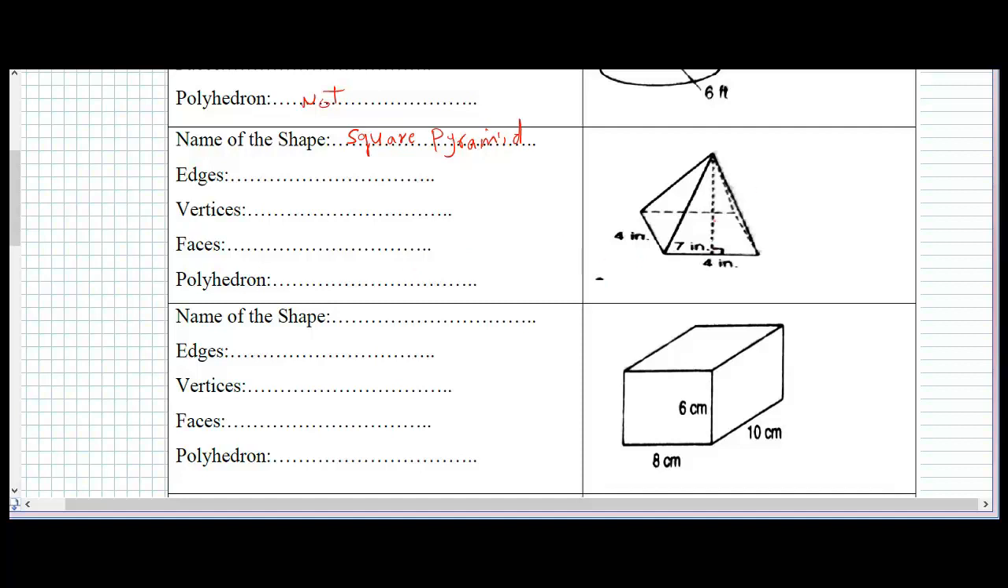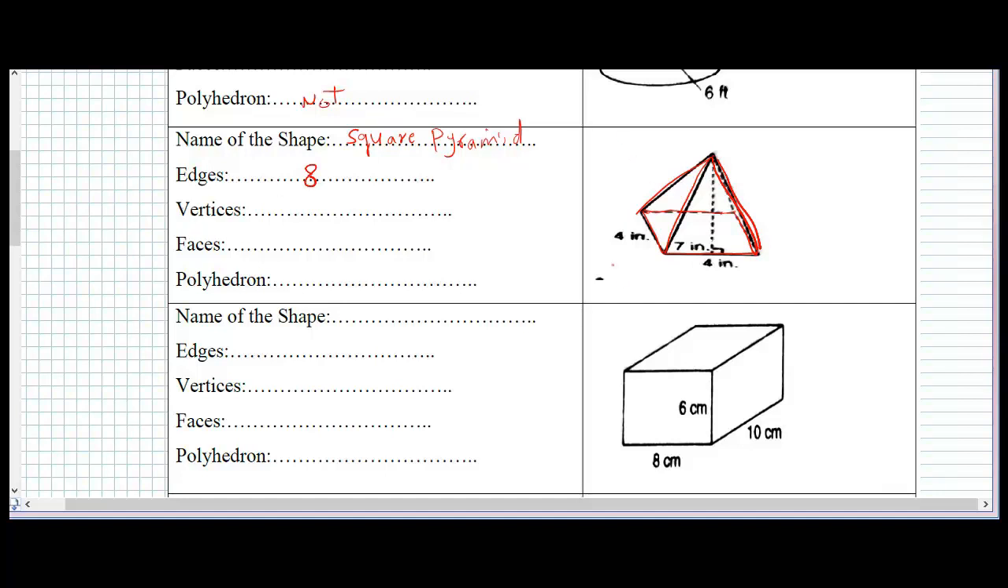Okay. Next, how many edges here? Let's count the edges. We have 1, 2, 3, 4 edges down. Okay, then from each corner we have 1, 2, 3, and 4 in the back. So 4 and 4 means 8 edges.